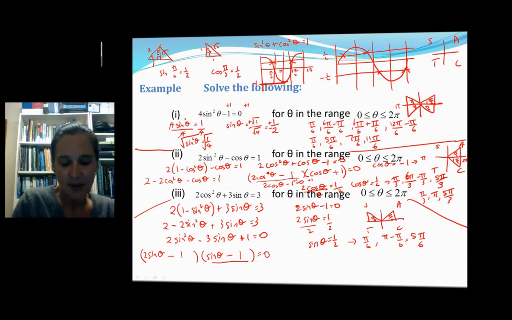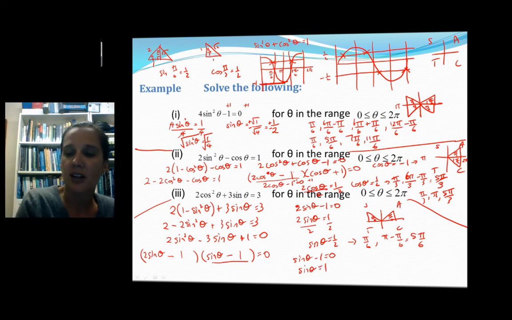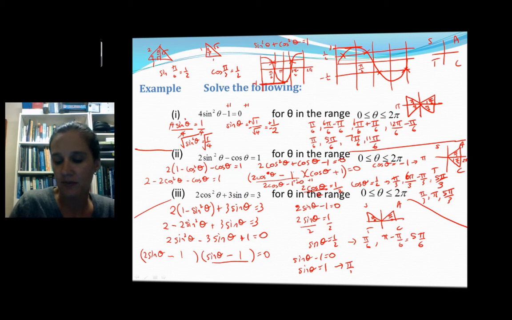Then looking at our second part here, we have sine of theta minus 1 is equal to 0. So we get sine of theta is equal to 1. If we look here at our sine curve again, we see our value 1. In this range from 0 to 2 pi, we only reach that 1 once, and that's here at pi on 2. So for this one, we're getting pi on 2. So we get 3 results for this equation: pi on 6, pi on 2, and 5 pi on 6.